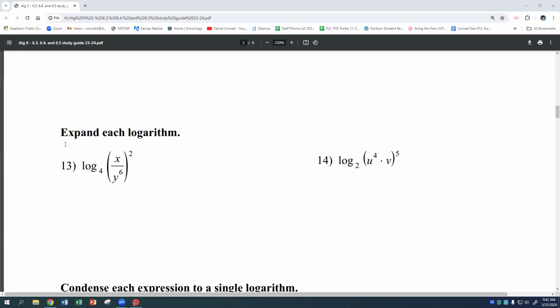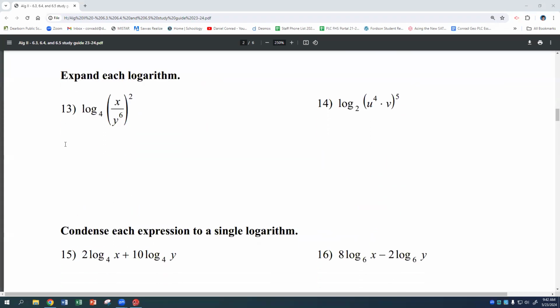13 and 14. Okay, so I would simplify all of this first. So let's see, I'm going to do log base 4, and then this is really x to the first. So when you have an exponent to an exponent, you multiply. So 1 times 2 is 2. 6 times 2 is 12. So it's x to the 12th, x squared, y to the 12th.